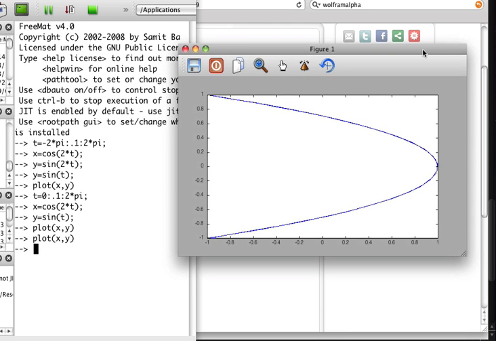So what's going on? Is it tracing itself? Is that what it's doing? It's going back and forth. So notice that the x values are going from 1 to negative 1 to 1 to negative 1. And then the y values are going from 1 to negative 1 to 1 to negative 1, right?